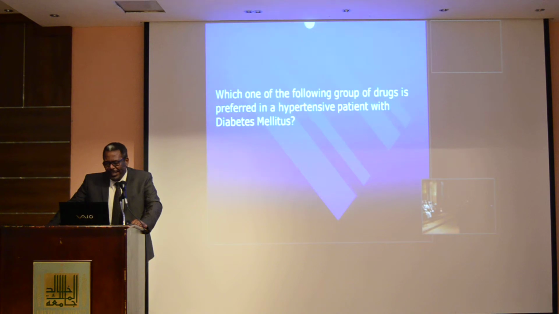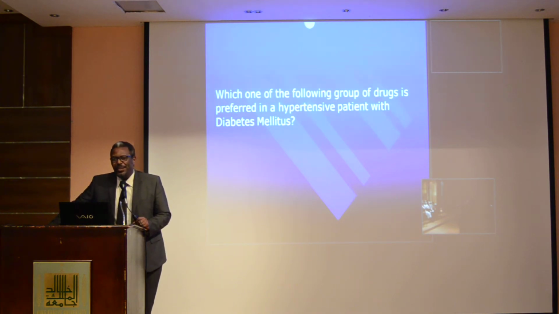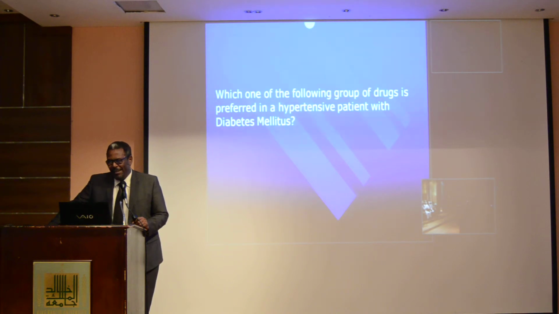What do you think about this step of this question? Which one of the following group of drugs is preferred in a hypertensive patient with diabetes mellitus? It's a clear step. Although, which of the following is not preferred and is not advised to use? It is very commonly used, but it's not preferred.